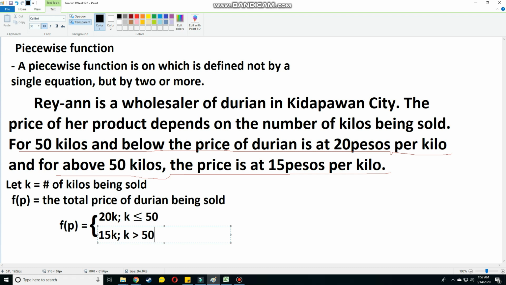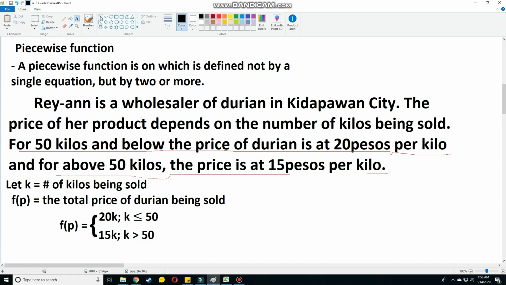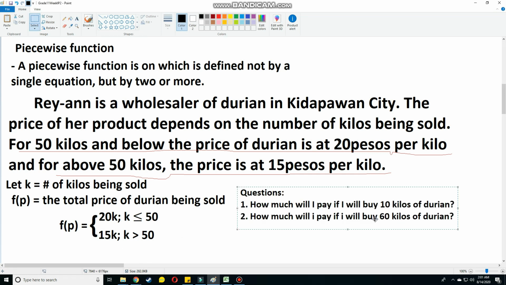And these are our functions. f of p is equal to 20k if k is less than or equal to 50, and f of p is equal to 15k if k is greater than 50. We can utilize these functions in order to answer different questions, like, how much will I pay if I will buy 10 kilos of durian? If you will buy just 10 kilos, then you would use this one.